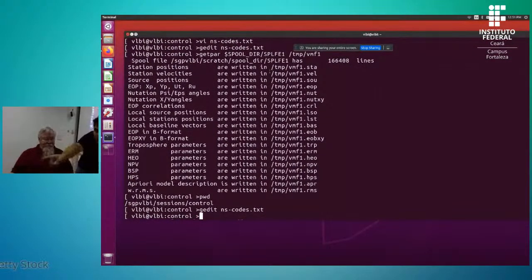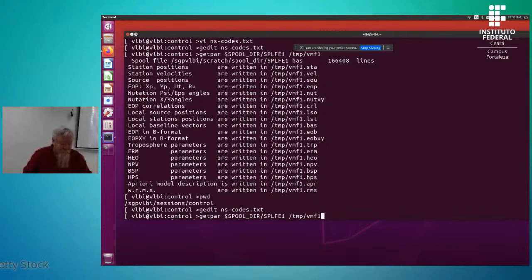So let's go back to this first thing that we were trying. Remember, we did these two solutions where we had BMF1 and BMF3, and we want to extract the data and put it someplace. To do that, type get par dollars spooldir SPLF E1 /temp /BMF1. What this is saying is, get the information from this spool file, and then dump it in this other location.